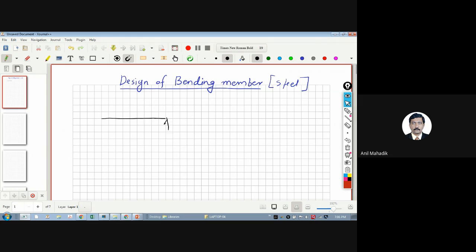We know that if there is a beam or any member, and if you apply an out of plane load, the axis of the member is this, but your load is perpendicular to this axis. That is, we can say out of plane load, and this will cause the bending of the member. It will bend. It will try to deflect like this. We call it bending. And if there is a bending in any member, what happens in that member? What forces do we get in bending?